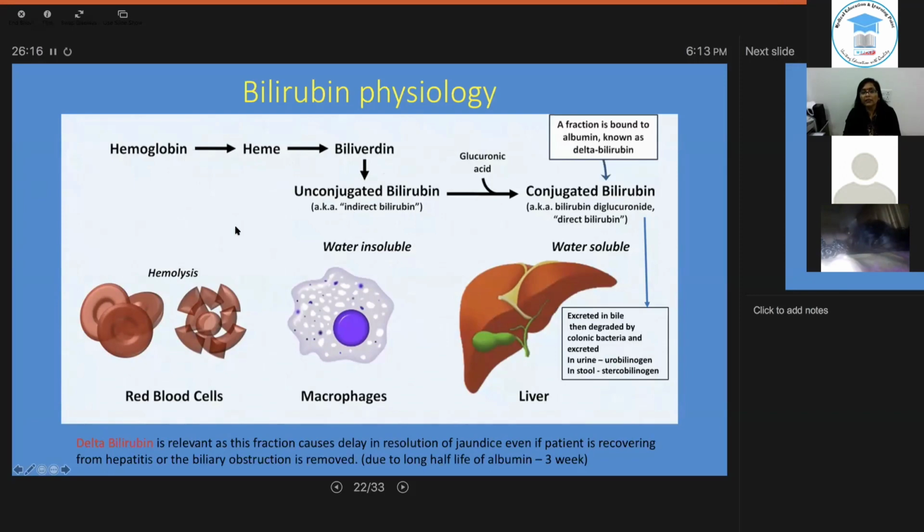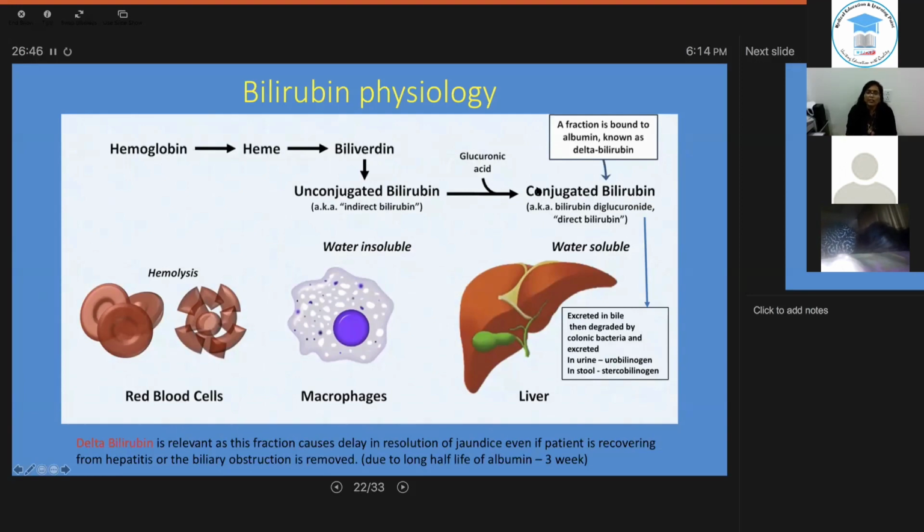This process occurs in macrophages. The RBCs, breakdown of which forms the hemoglobin. Hemoglobin gets converted into biliverdin in macrophages. From macrophages, this unconjugated bilirubin is transported to the liver. So in the liver, what happens? The glucuronic acid gets attached to this unconjugated bilirubin to form conjugated bilirubin.